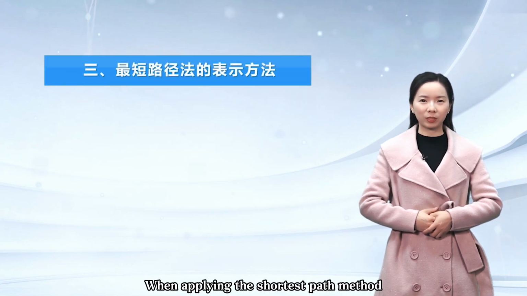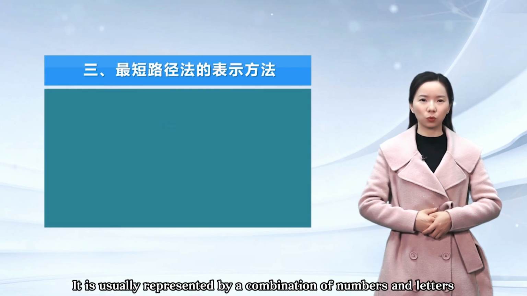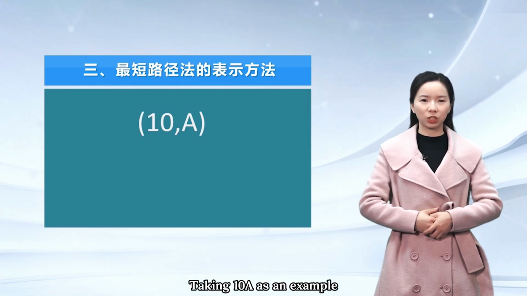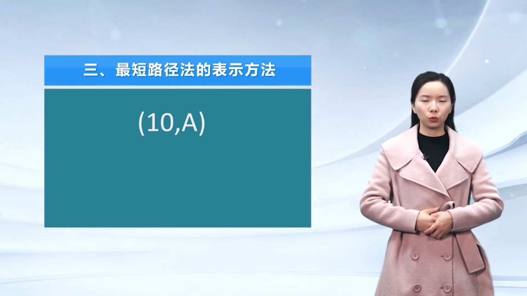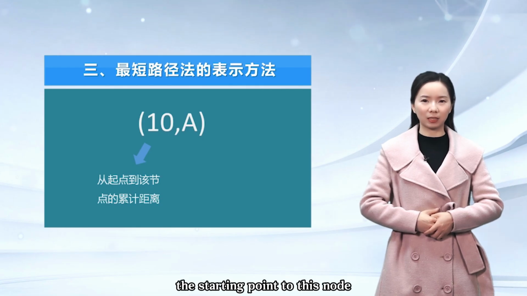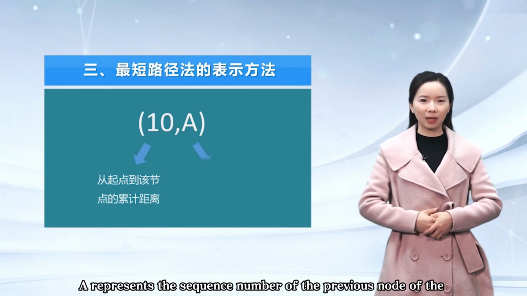When applying the shortest path method, it is usually represented by a combination of numbers and letters. Taking 10A as an example, the number 10 represents the cumulative distance from the starting point to this node, and the letter A represents the sequence number of the previous node of the given line segment.